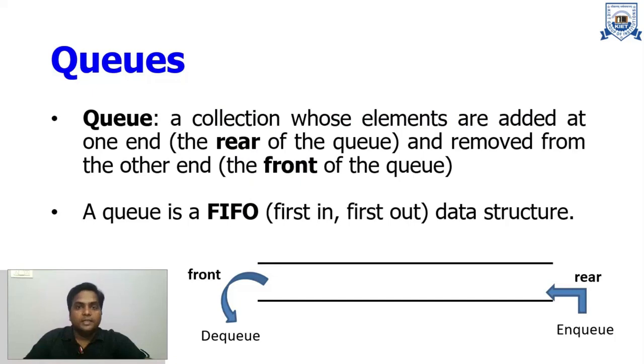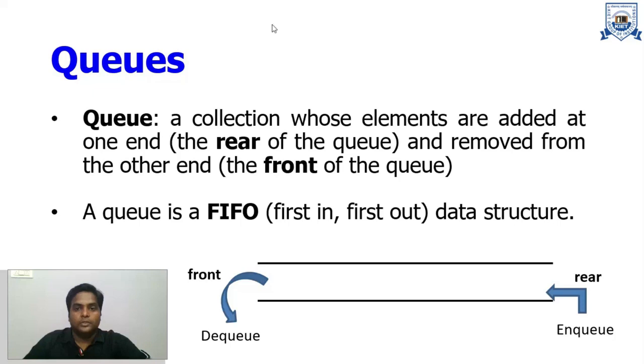Queue is a linear data structure, just like array, linked list and stack. If we are comparing queue and stack, in stack we have only one end where we perform insertion as well as deletion operation, but in queue we have two ends. From one end we perform insertion and from another end we perform deletion operation.